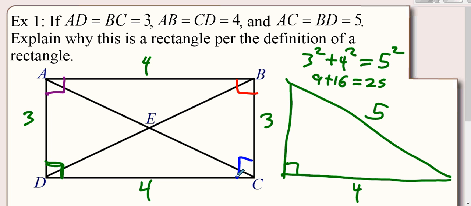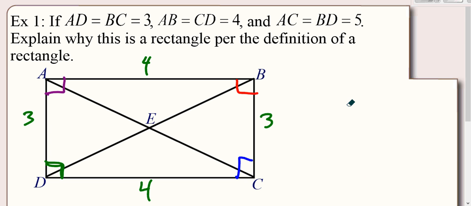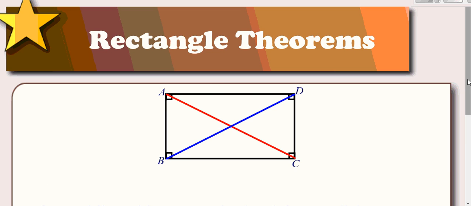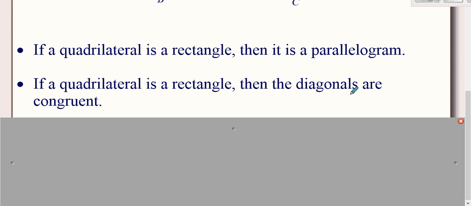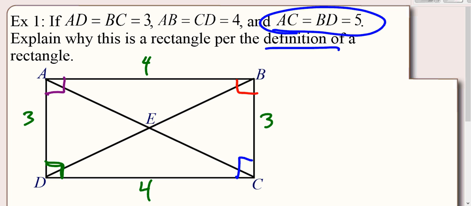Now, there's another way, without using the definition. That's what we just did. We used the definition: all of those angles are right angles because they're all right triangles. But the other thing that we know is our second property right there. Diagonals are congruent. Since the diagonals are congruent, they're both 5, that also means it's a rectangle.